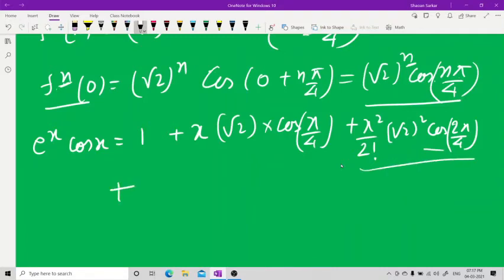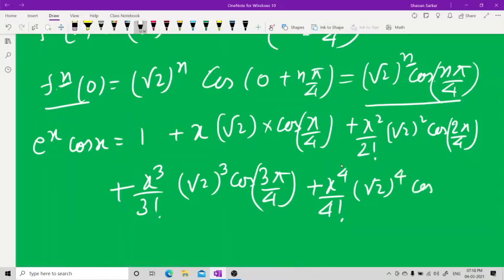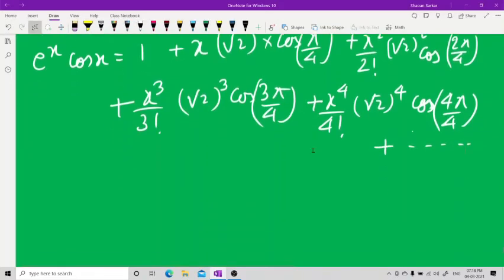Now plus x³/3 factorial, f triple dash, put 3 here, (√2)³ cos(3π/4). Now plus x⁴/4 factorial, f⁴(0), (√2)⁴ cos(4π/4), and so forth. So let us now solve this one.